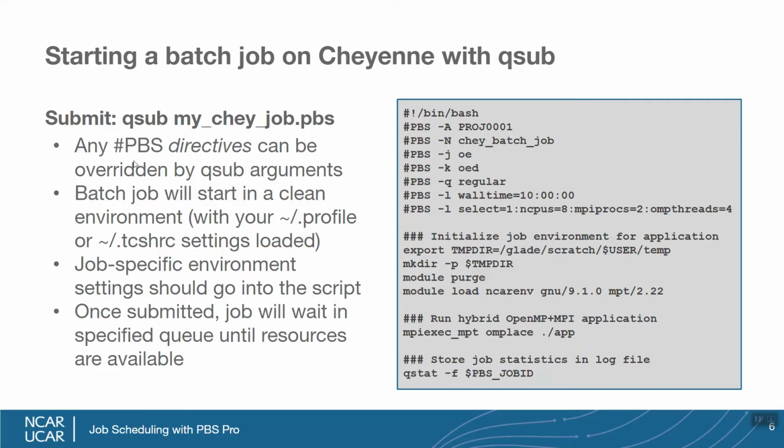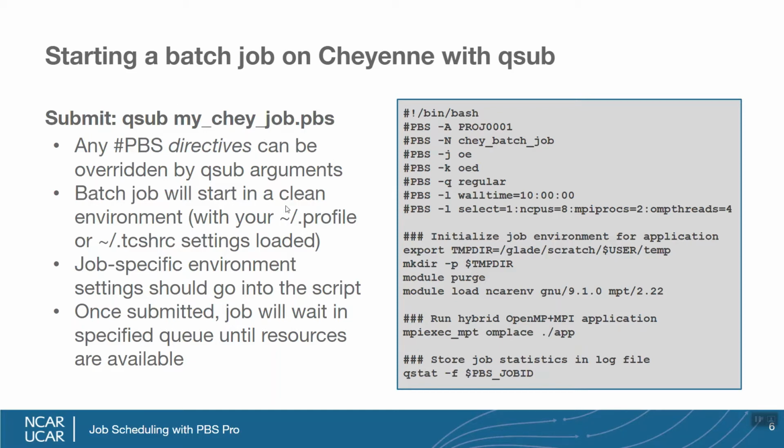So just some notes about all of this. Any of these PBS directives that are defined in the job script here can be overridden by qsub arguments. So, here I run qsub on the job script. I could, in fact, run qsub -q and then a different queue, for example, and that would override the regular setting in the job script. So the command line arguments take precedence.